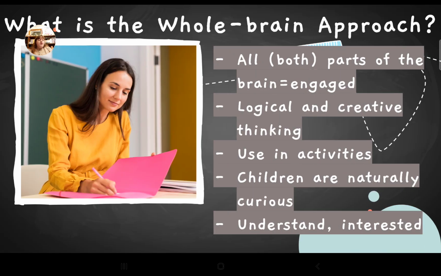So the first key point I want to talk about is that the whole brain approach is a method of teaching that helps engage both parts of the children's brain at the same time. So both parts are engaged, the logical and creative thinking sides. This can be approached in a variety of activities. This approach helps children enjoy learning because they understand what they're learning and they tend to be more interested in it, and it helps support their development in a lot of ways.